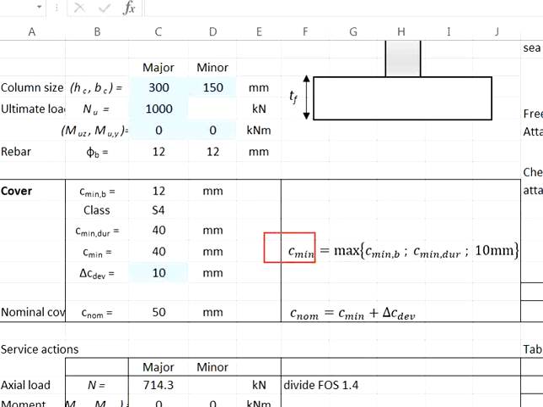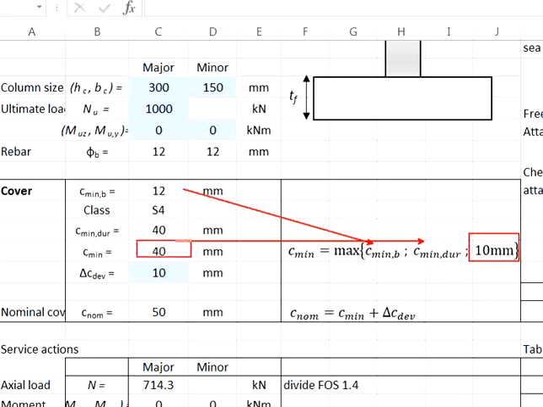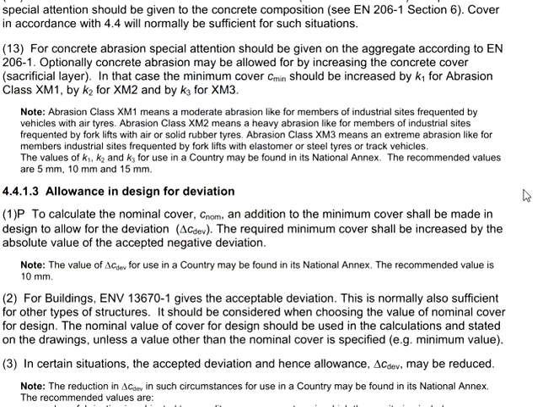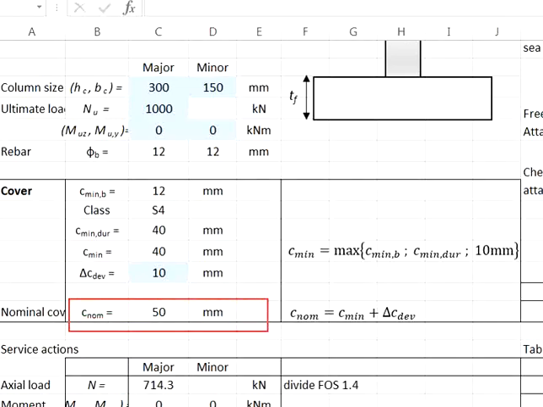To determine the C min, we will choose the bigger value of the 3. C min B equals 12. C min durability equals 40. And minimum 10 mm. That gives you C min equals 40. As for the deviations, the recommended value is 10 mm. That gives you a minimum nominal cover for the foundations equal to 50 mm. You will need this nominal cover to calculate the effective depth later.